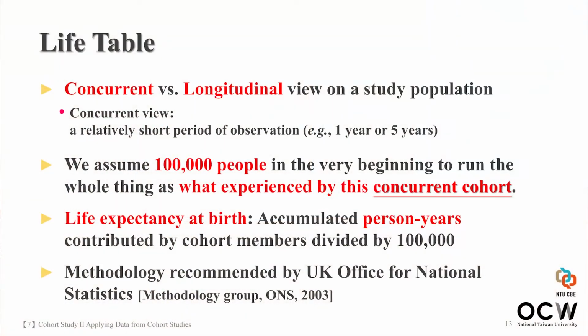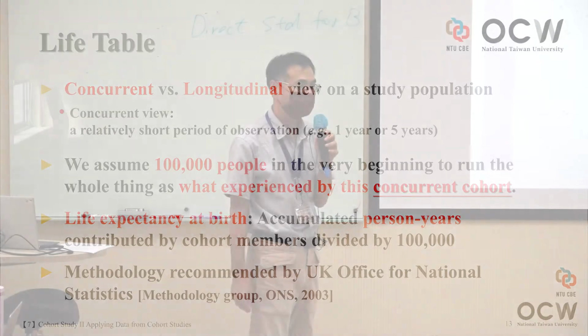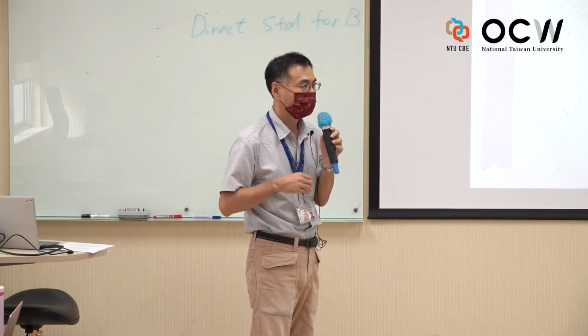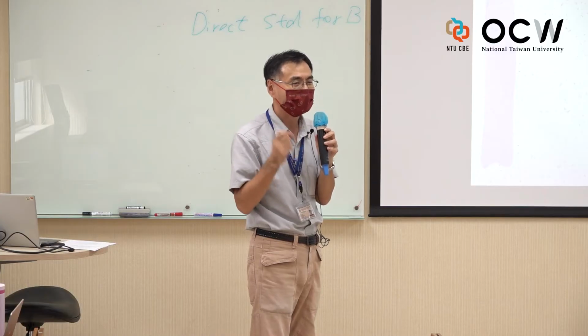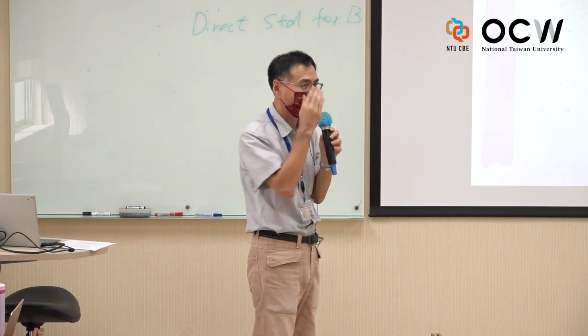Okay, so that's the so-called life table. So the concurrent view is defined as a relatively short period of observation, for example, 1 year or 5 years for a population. Then we could have information about the age-specific mortality rate, right, for each age stratum.